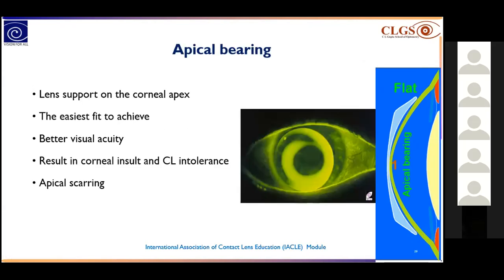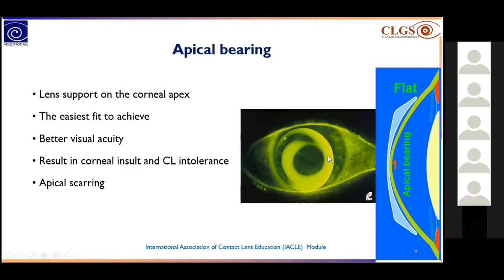Next is apical bearing, which is also known as flat fit. In apical bearing, the maximum support of the lens is at the apex of the cornea. This kind of fit is the easiest to achieve, and better visual acuity is seen as compared to apical clearance. Due to too much tear meniscus forming in the periphery, which you can see in these pictures, there is too much fluorescein accumulation in the periphery, so the lens is really unstable because of this flat fit.